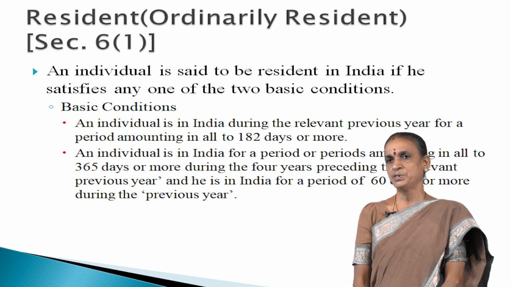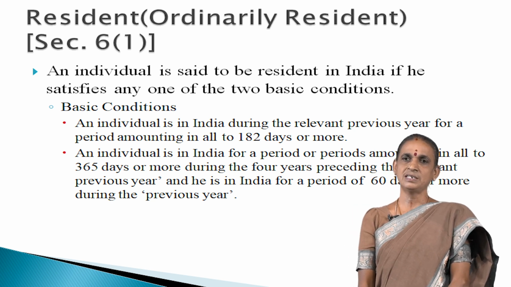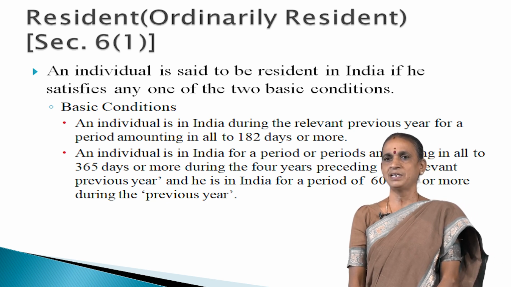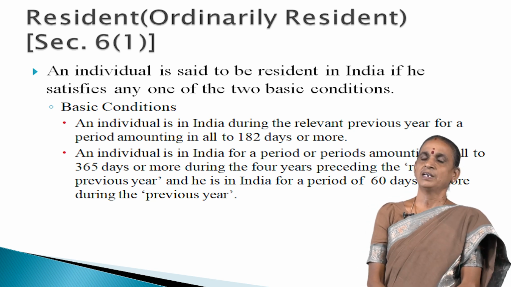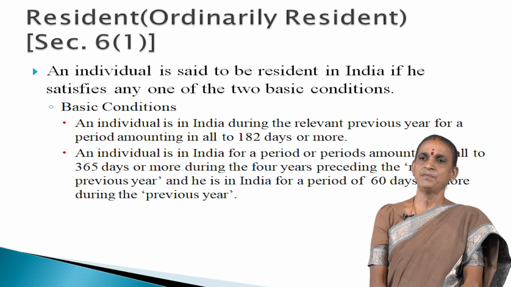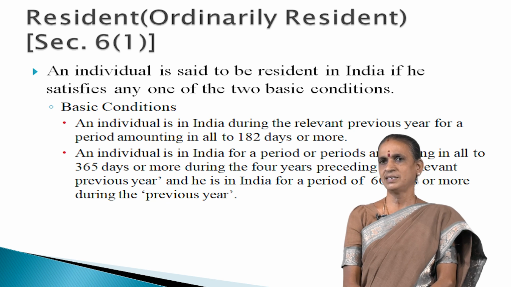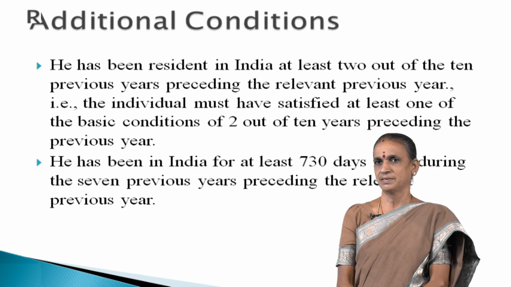Second, an individual is in India for a period or periods amounting in all to 365 days or more during the 4 years preceding the relevant previous year, and he is in India for a period of 60 days or more during the previous year. For example, if the previous year is 2020-21, an assessee, that is an individual, who is in India for a period not exceeding 182 days.